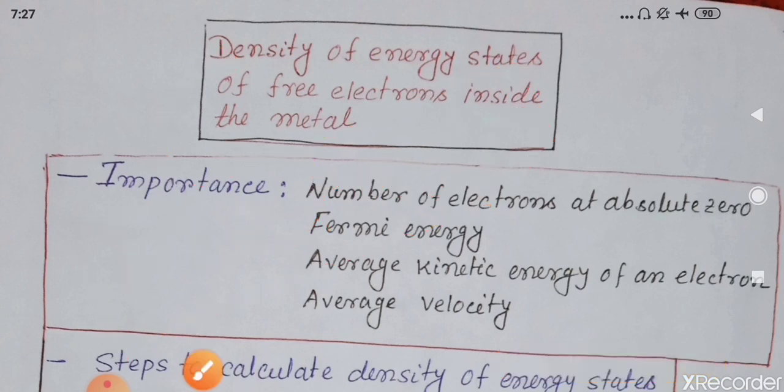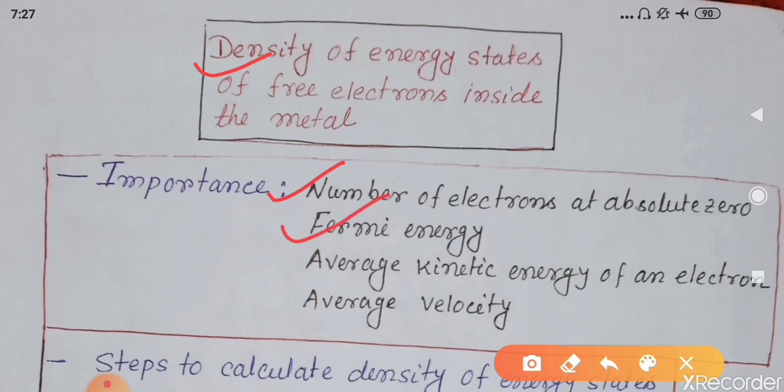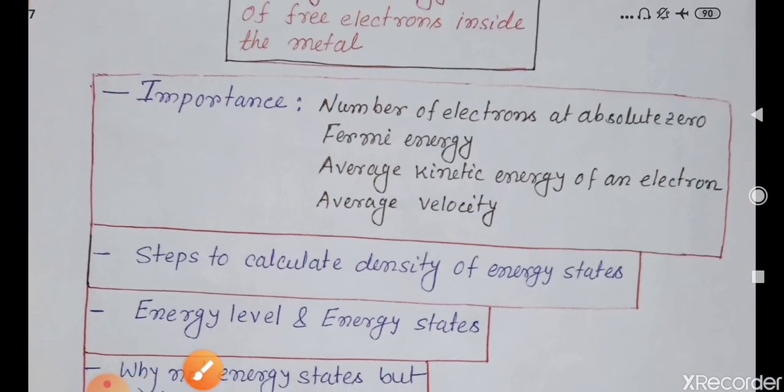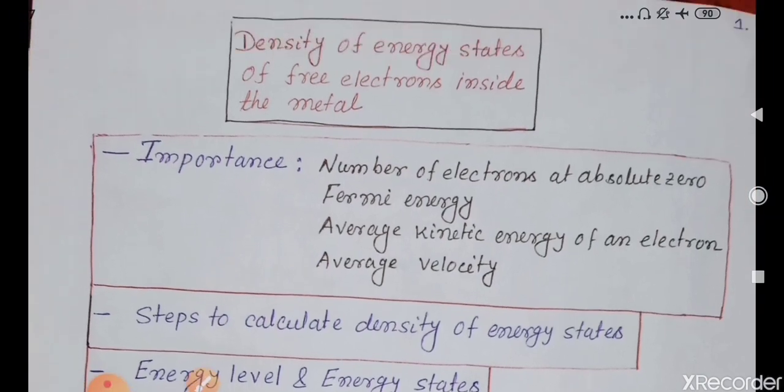If we go through properly, we can find out that if we know the density of energy states for the charge carriers in a metal, that is for the electrons, then we are also able to calculate the number of electrons within the metal. We can also find out the Fermi energy and calculate the average kinetic energy of an electron or average velocity. So these are the importance of the density of energy states when we want to study metals.